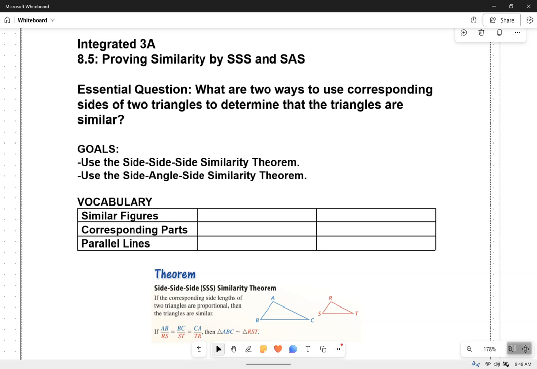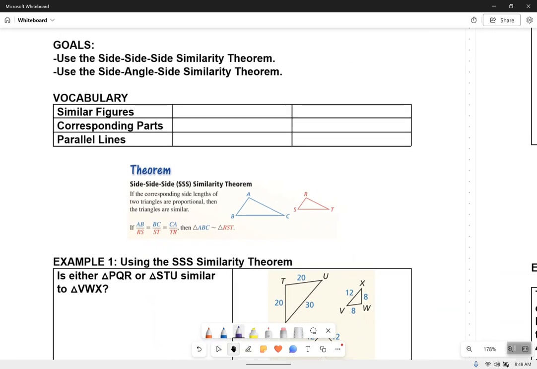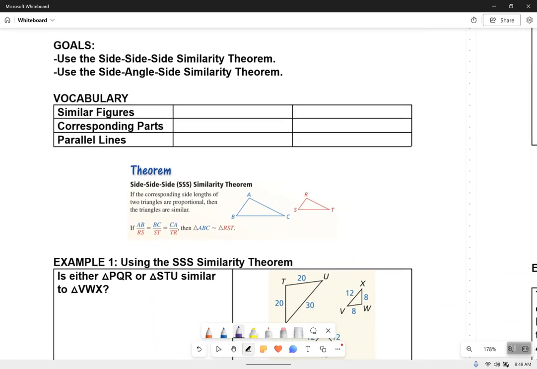Our essential question today: what are 2 ways to use corresponding sides of 2 triangles to determine that the triangles are similar, okay? The 2 ways we're going to focus on, as I already indicated, are a side, side, side setup and a side angle side setup. So guys, the goal is pretty straightforward.